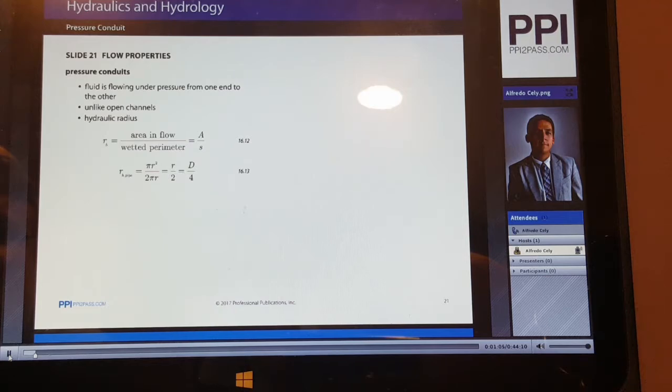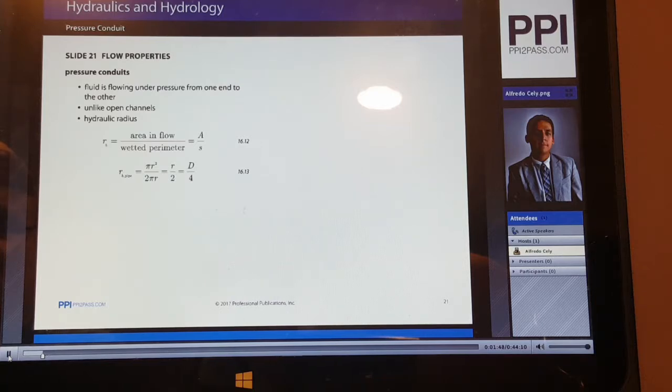The hydraulic radius has a dimension of length. The wetted perimeter is the length of the interface between the fluid and the pipe or channel. The hydraulic radius is an important characteristic of a pipe or channel. Another important parameter is the hydraulic diameter, which is equal to 4 times the hydraulic radius.